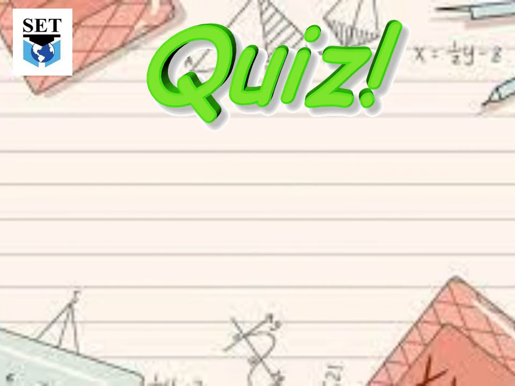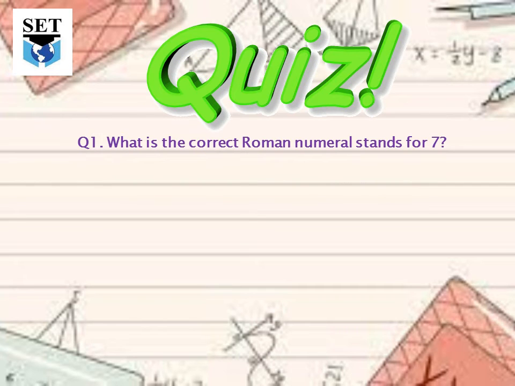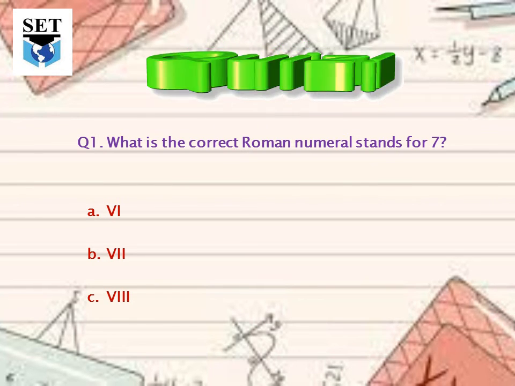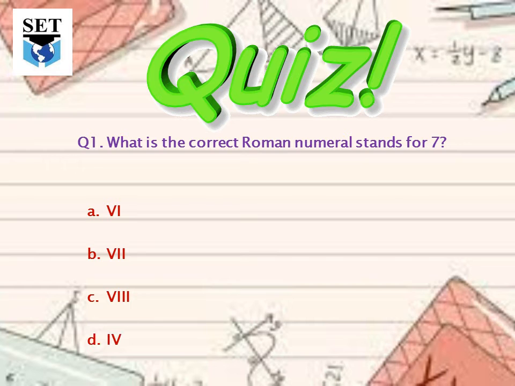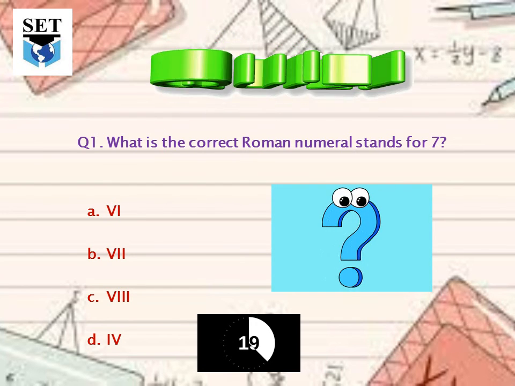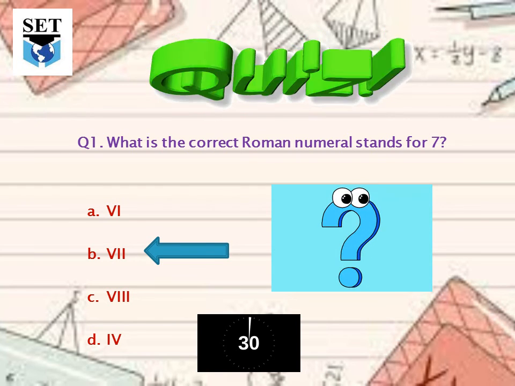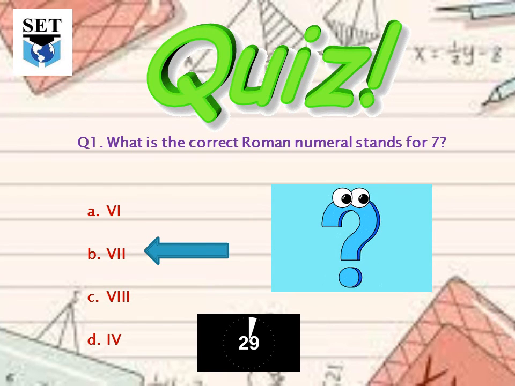It's quiz time. So the first question is, what is the correct Roman numeral for 7? The options are VIII, VII, VIII, IV. Your time starts now. I know you can do it. So, the correct answer is VII. Very good.